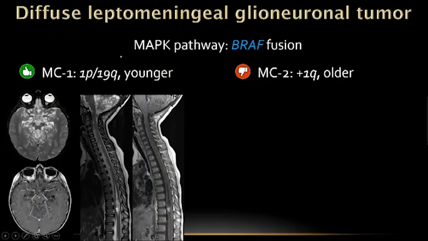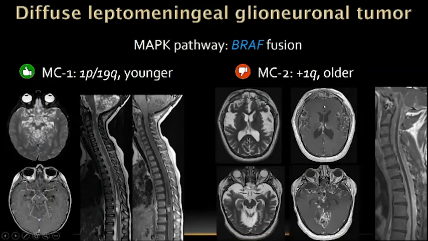And the update for 2021 is that these are linked to the MAPK pathway, BRAF fusion protein constructs, but they're actually two methylation classes. So the first one has oligodendroglioma-like features. So, very hypoenhancing and kind of almost cystic looking, in younger patients. The second methylation class has an instability gain of chromosome 1q. These patients are older and have more aggressive tumors.